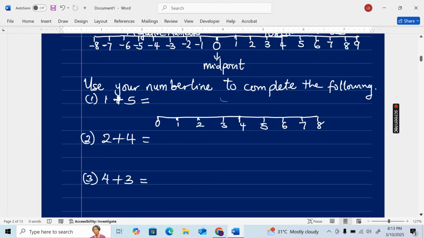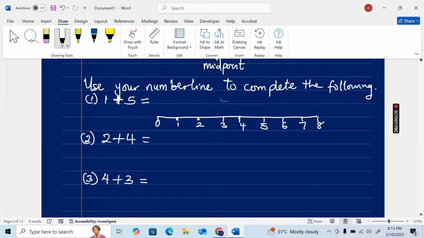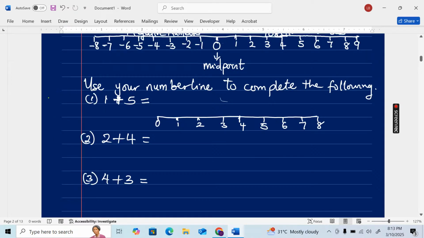Now, 1 plus 5 is what using the number line? So the first number that I have in the question is number 1. My question says 1 plus 5. In the question, the first number is 1. So I will go to the number 1 on my number line and I will circle it. That's where I'm starting from. That's my starting point. All right.